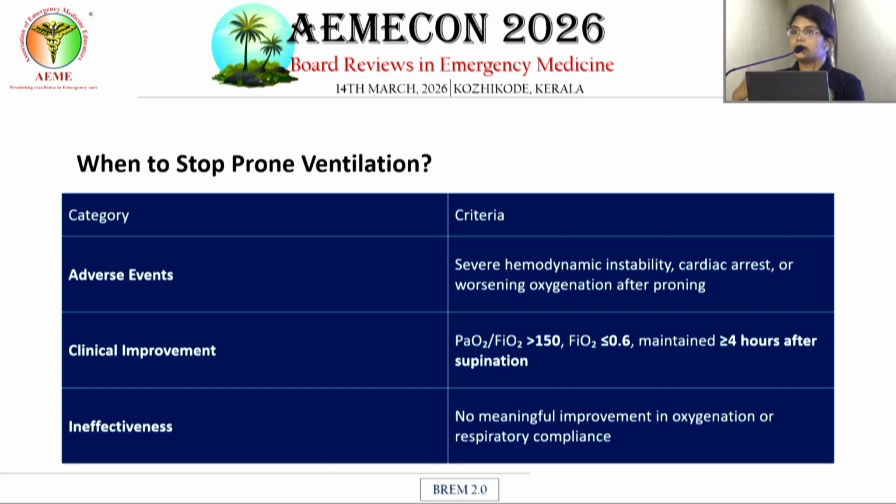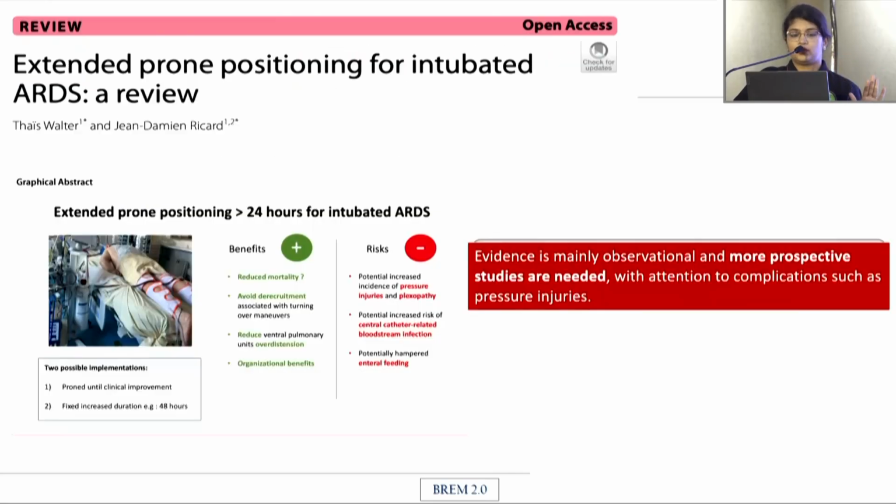The other thing: when the patient is clinically improved, that is, when in supination, at least for 4 hours, he is able to maintain a PF ratio of more than 150 with FiO2 requirement of 60%, is when you can start thinking to stop proning.